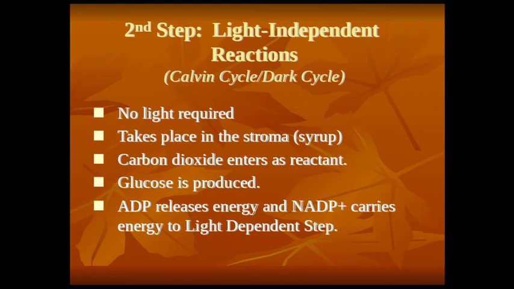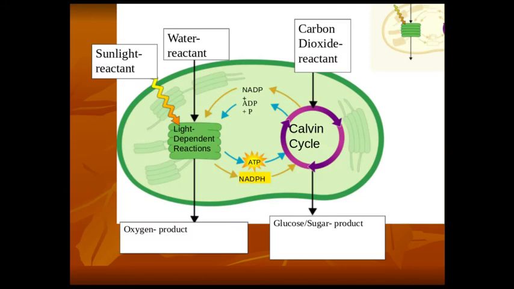All right? So no light's required. It takes place out in the stroma. Carbon dioxide is the reactant, and the product is glucose. All right? And when this happens, ADP releases energy, and the carrier protein takes it back to the light-dependent step. So we're going to look at the diagram again.